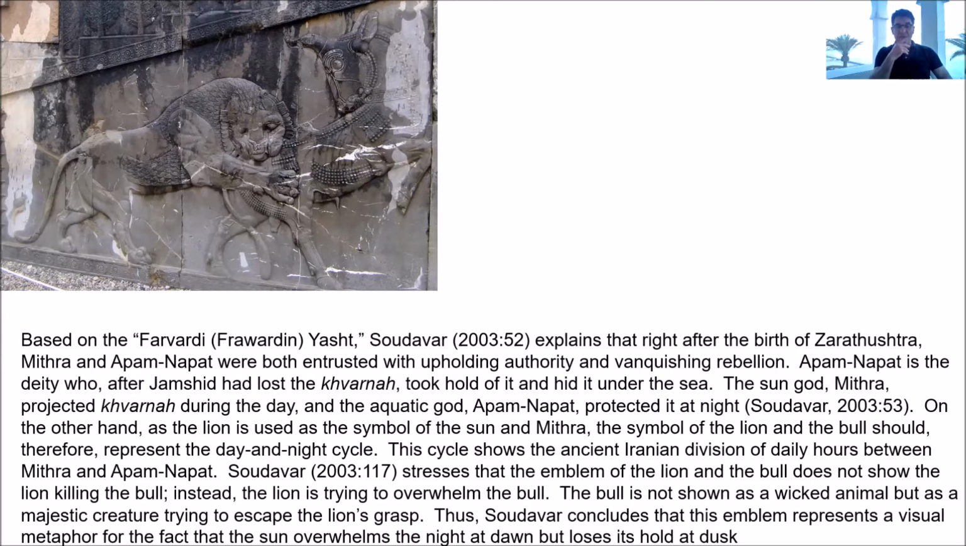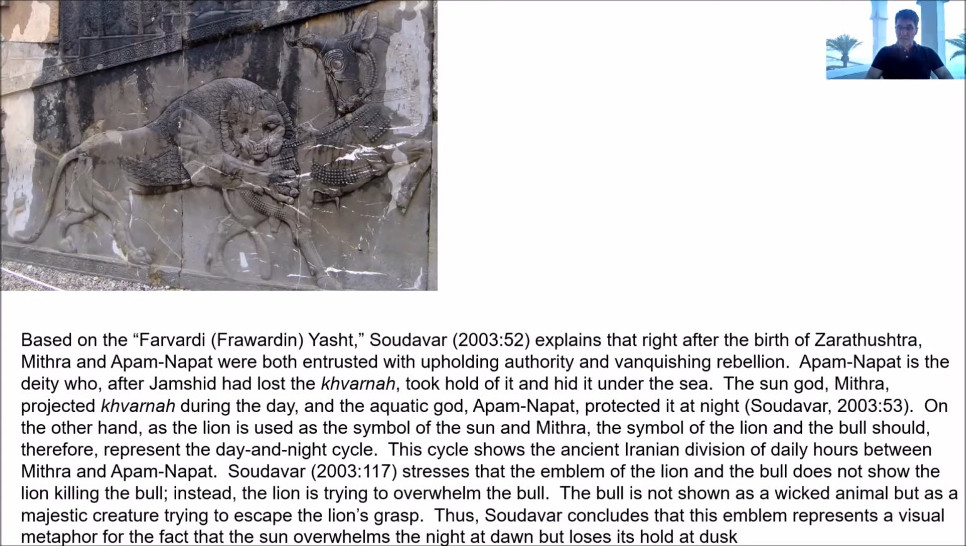And on the other hand, as the lion serves as the symbol of the sun and Mitra, the symbol of the lion and the bull should therefore accordingly represent the day and night cycle. This cycle shows the ancient Iranian division of daily hours between Mitra and Apam Napat.